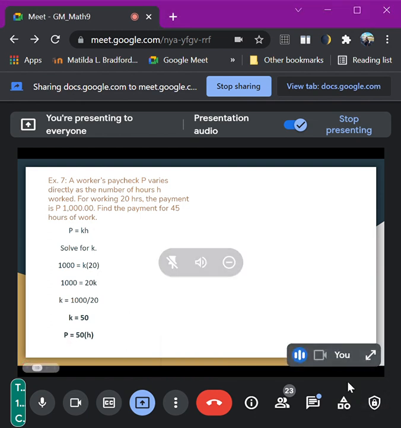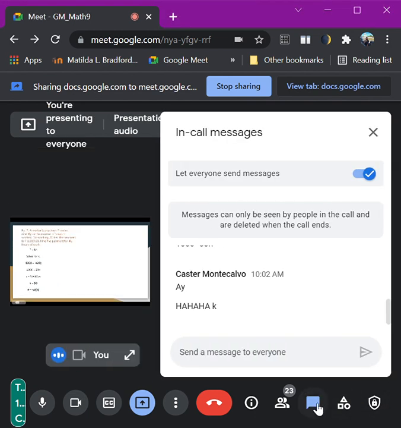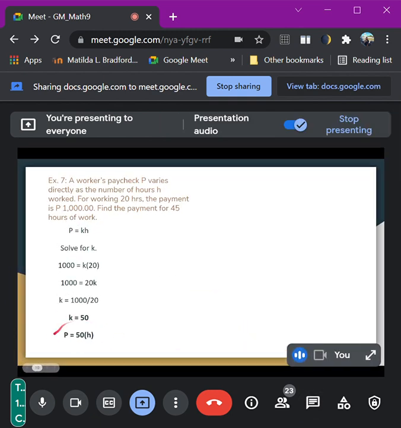Okay. Ayaw kalibog class. Okay. Since you have already your equation for the variation, then that's the time makuha na nimo imuhang next question diri. So, pangitaon na nato ang payment kung 45 hours iyang gi-work.